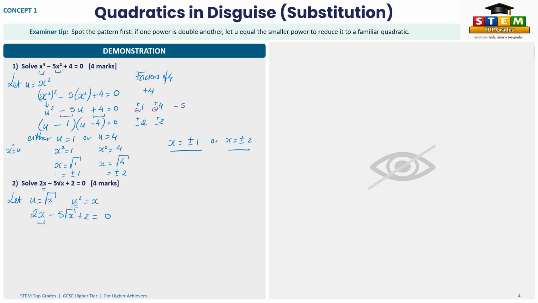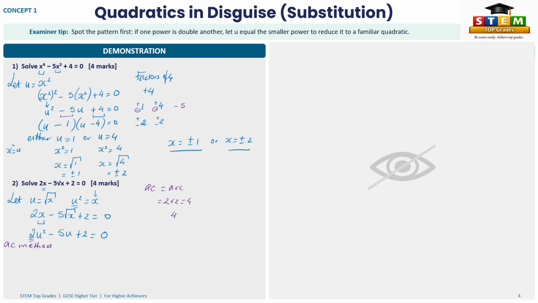Okay, so as we said, x now becomes u squared. So 2u squared minus 5 square root of x is replaced by u plus 2, and that equals 0. And you may remember that here we have to use the AC method, because here we haven't got a 1, we have got a number other than 1. So the AC method, AC is, remember, A times C. In that case, you're going to have 2 times 2, which is 4.